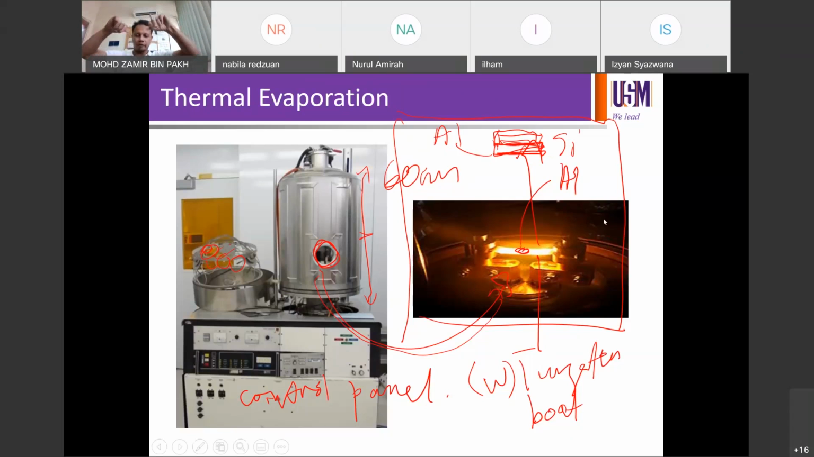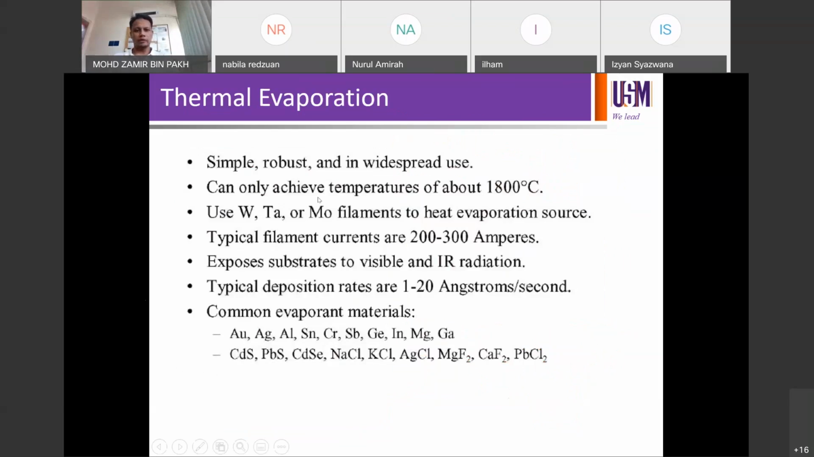Kita kena kepit dia. Kalau you pernah buat evaporation, you have to screw dia lah, so that it's tight enough and the current can pass through the tungsten boat while you are increasing the current during the process. Right, it's simple, robust, widespread use, can only achieve temperature up to 1,800 degrees C, which is in fact high enough. Well, typically we do up to 1,000 degrees C. You can use tungsten, tantalum, molybdenum filament to heat the evaporation source. So the filament here is the boat that we saw, the orange one.